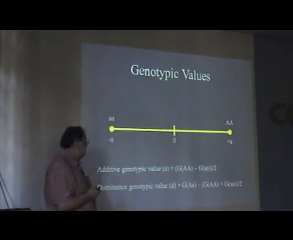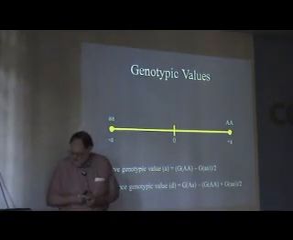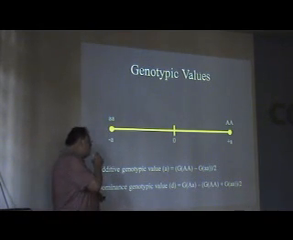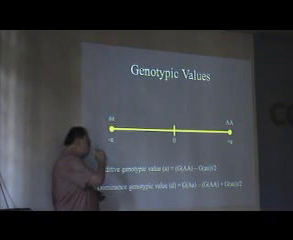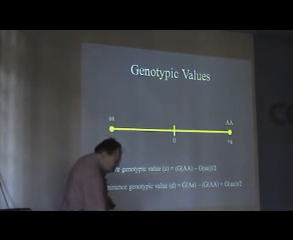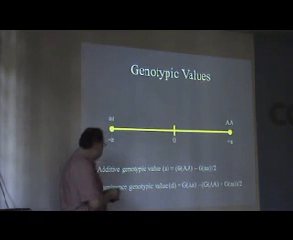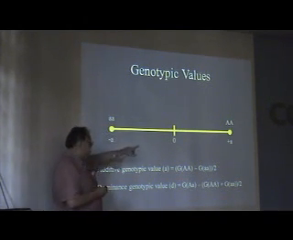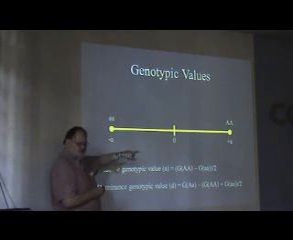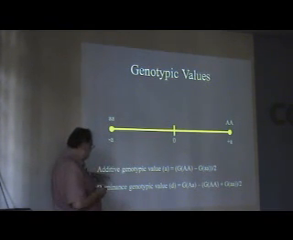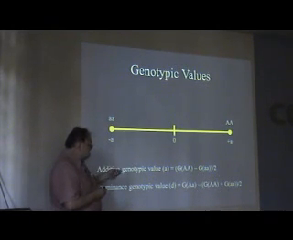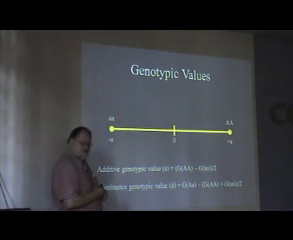So you remember this from Monday's lecture. This is our number line out of Falconer. We have the two homozygotes at either end. The midpoint of the homozygotes is set to 0. And the definition here of the additive genotypic value is half the difference between the two homozygote genotypic values.